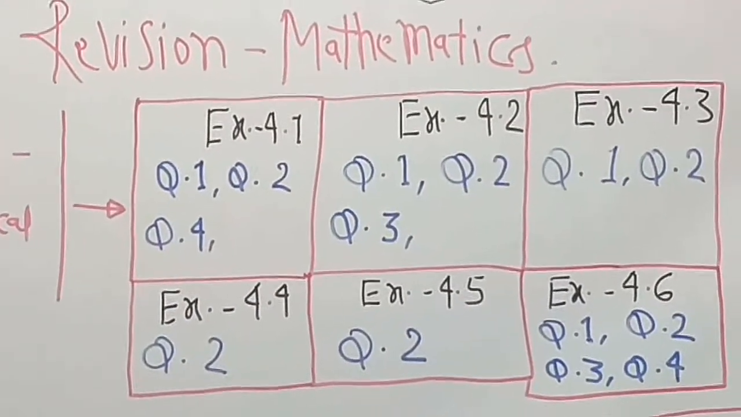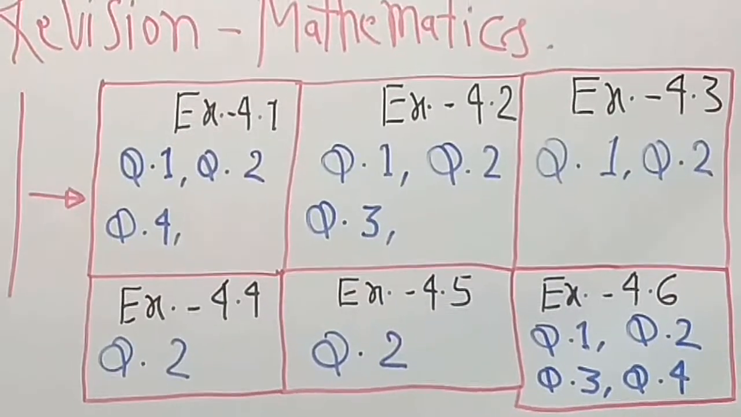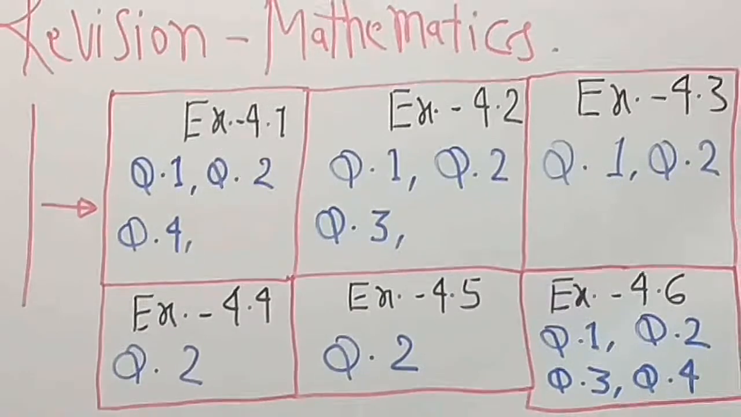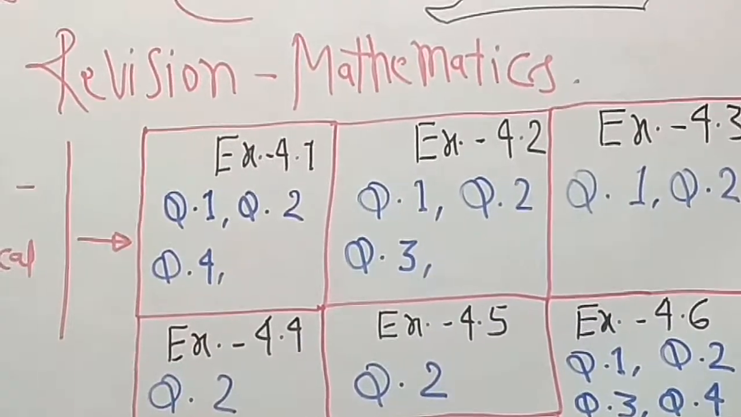Now question number 4, how many lines can pass through one given point, 2 given points? So these 3 questions are important in exercise 4.1.